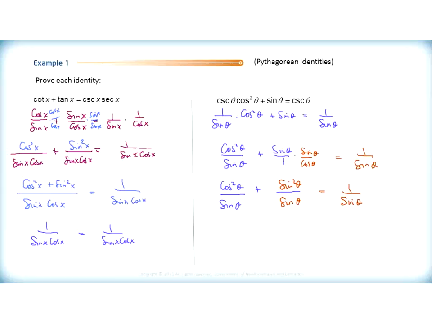And hopefully you see the answer at this point. Because when I rewrite this with a denominator of sine theta, I got cosine squared plus sine squared again. And we know that cosine squared plus sine squared is 1. So I got 1 over sine theta equals 1 over sine theta. Very similar to the first example. And I got the left-hand side equal to the right side.